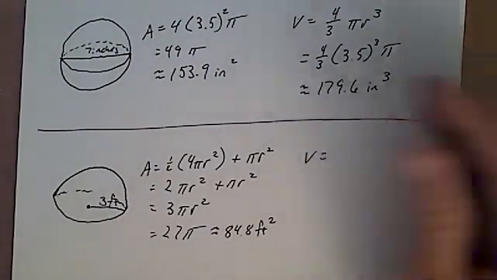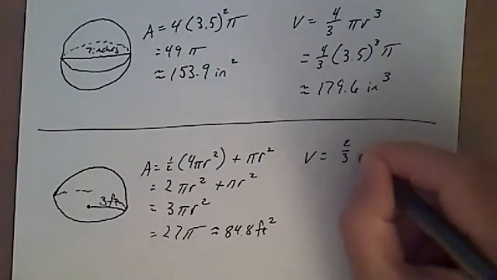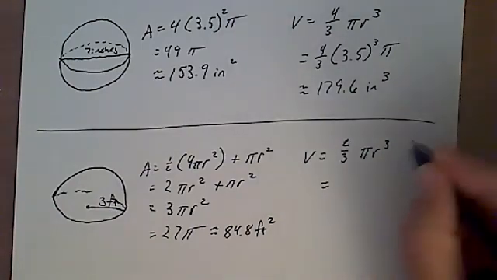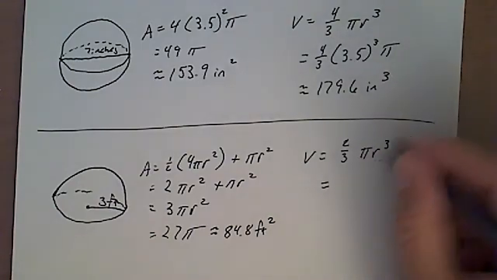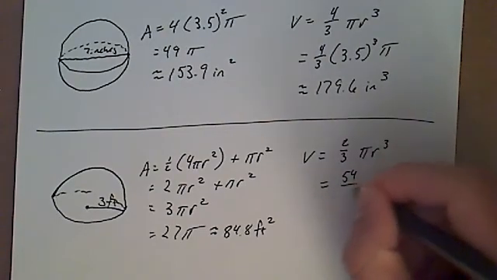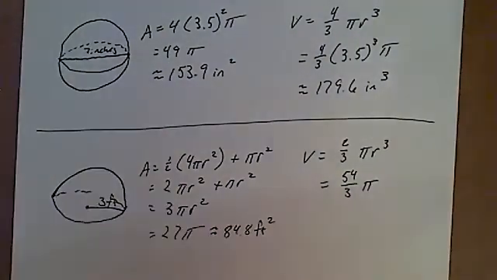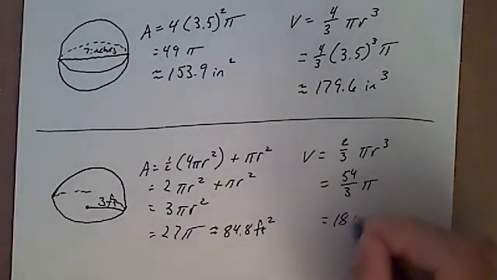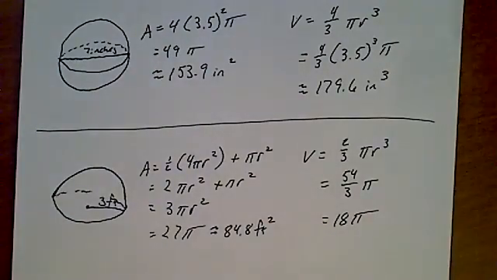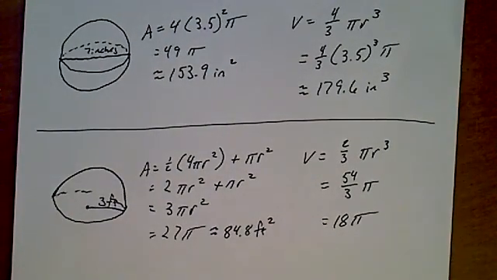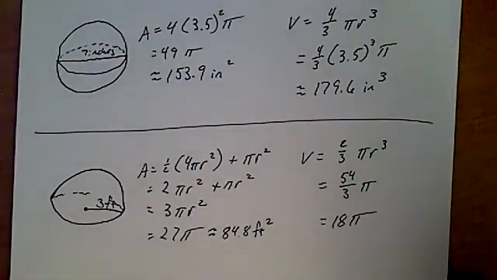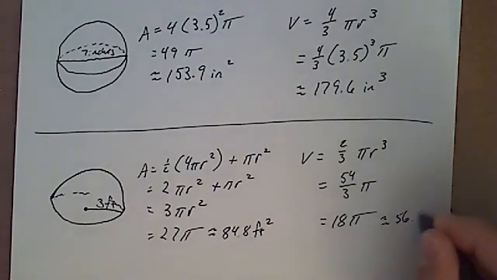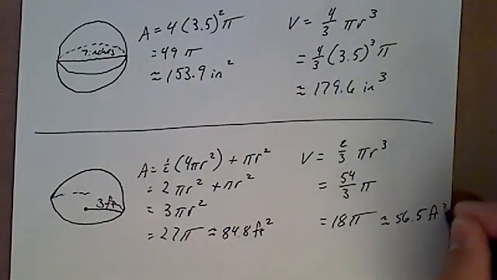So this is half of 4/3, that's 2/3 pi r cubed. We have 27, so 54 over 3 pi. 54 over 3 is just 18. And 18 pi is 56.5 feet cubed.